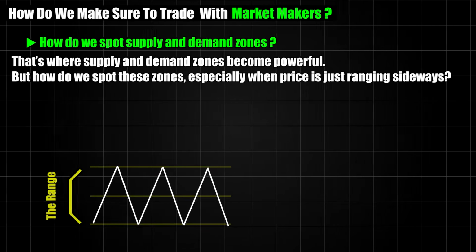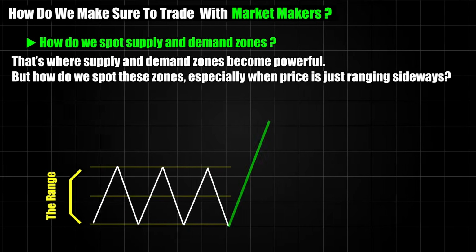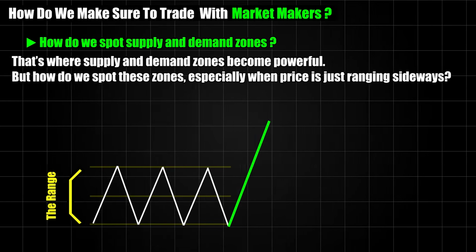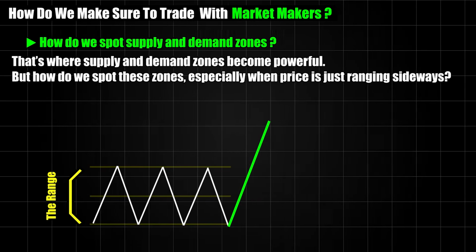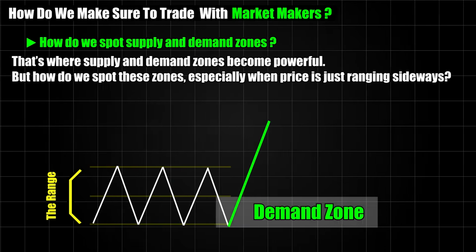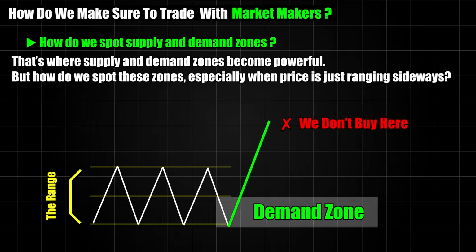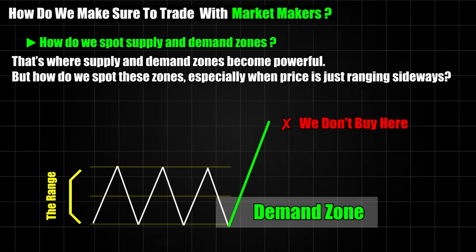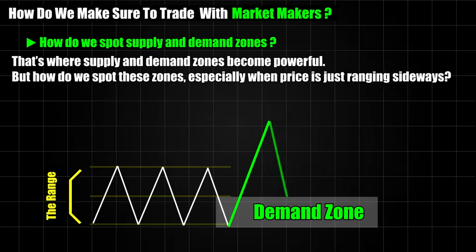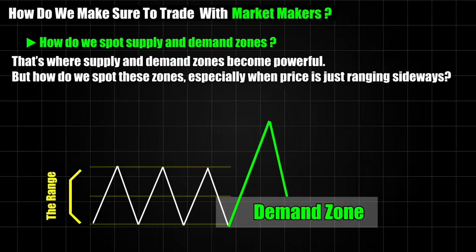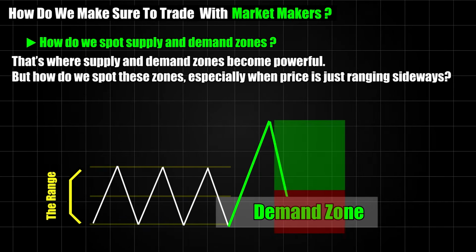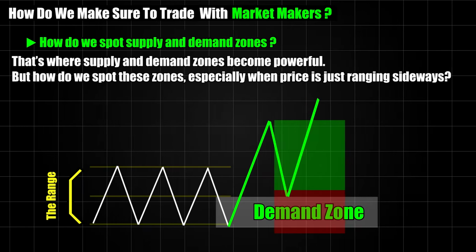Eventually, when aggressive buying overwhelms the available supply, price breaks out of the range to the upside, searching for more liquidity. And this breakout forms what we call a demand zone. We don't jump into trades during the initial breakout. That's usually where emotional traders panic buy at the top, falling victim to FOMO. Instead, we wait for price to return to the breakout zone. That's where we look for our entry confirmation, giving us better risk to reward and putting us in sync with institutional activity.